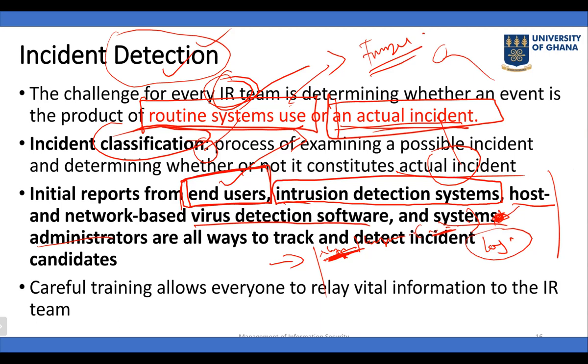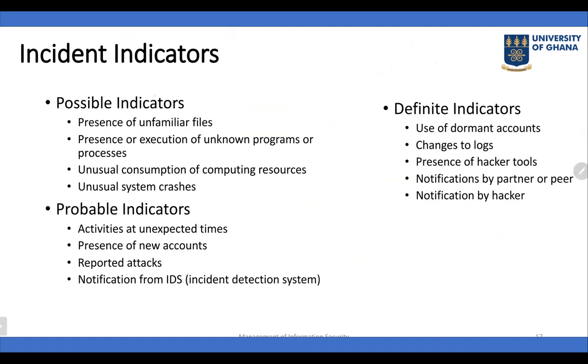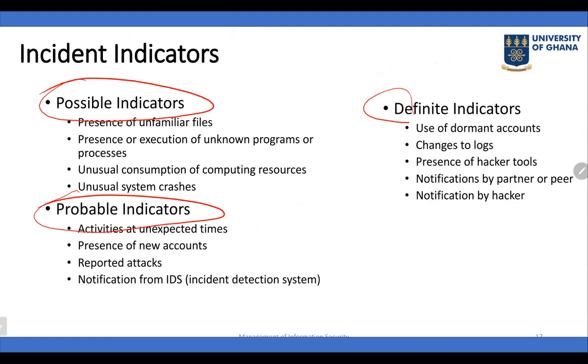Now let's look at possible indicators of incidents. Then we look at probable ones and then definite indicators. Look at the definite indicators, for instance. Use of a dormant account. You have an account assigned to someone.